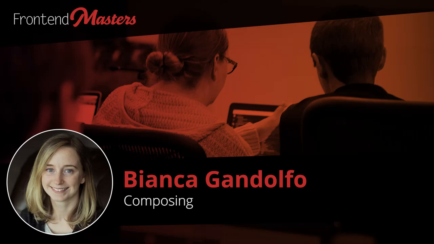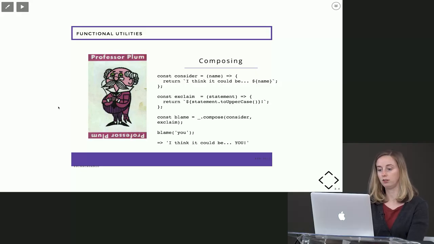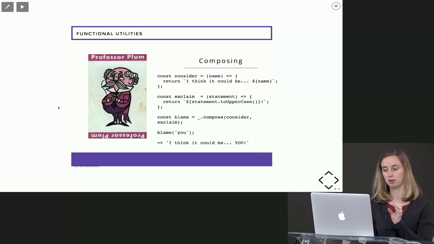So composing is when you take two functions and combine them, essentially. In this example, we have a function called consider, and it's returning, I think it could be name. And then we have this other method called exclaim, and it just takes a statement and turns it into uppercase and adds an exclamation point at the end.